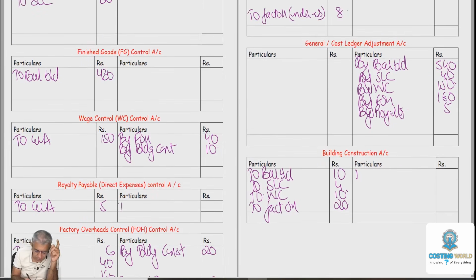Can we say royalty will be directly going to your WIP account, no? On your WIP account debit side, there are 4 things that should come. Direct material, direct labor, direct expenses and factory overheads, no? Whatever in your cost sheet comes above WIP, all those things come on the debit side of WIP. Is that fine? Okay, so therefore write down by WIP 5.